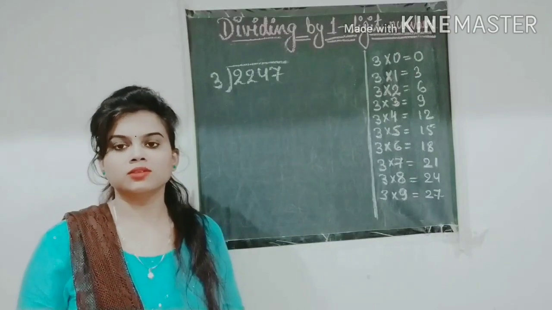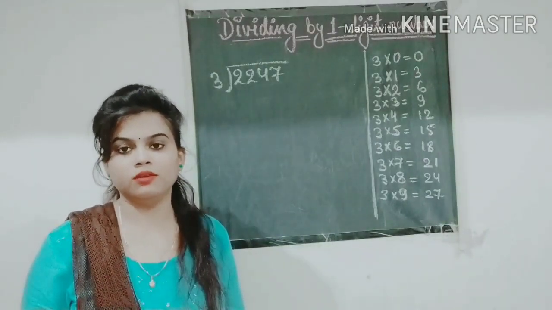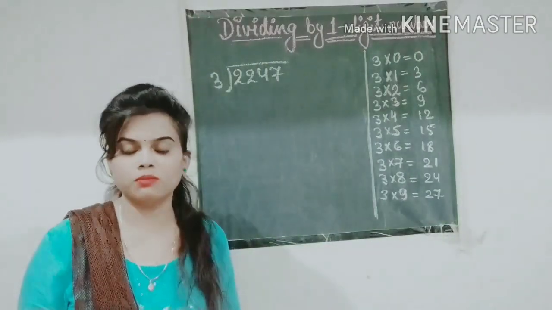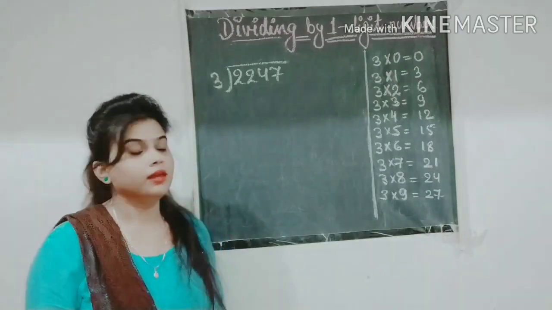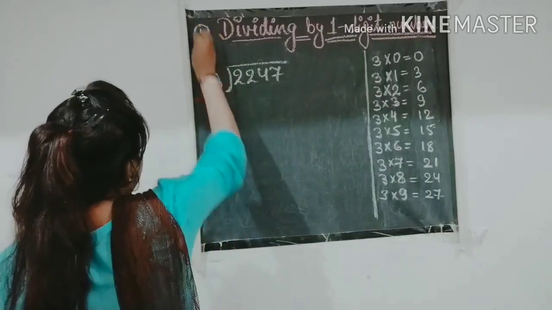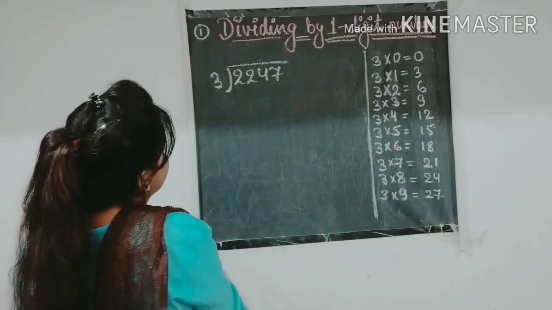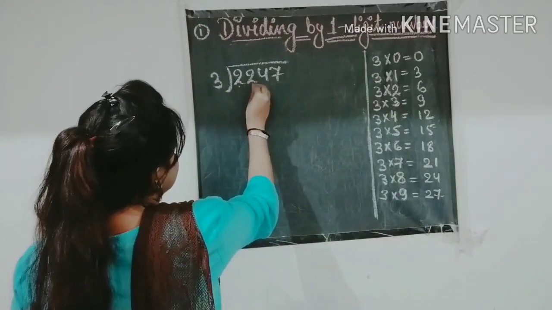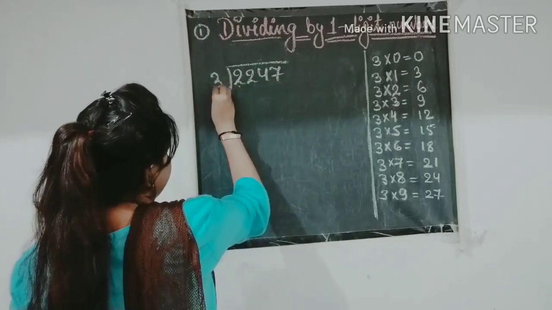Okay. So like this, so many questions are given on the next page of your textbook, page number 128. From here also I am solving some questions. This is your question number 1 from page number 128. This is 2247 divided by 3.